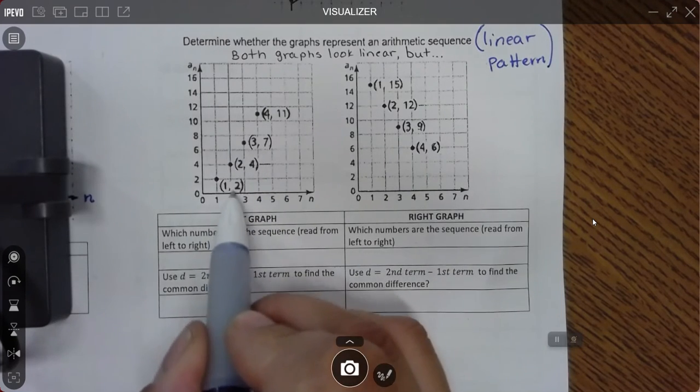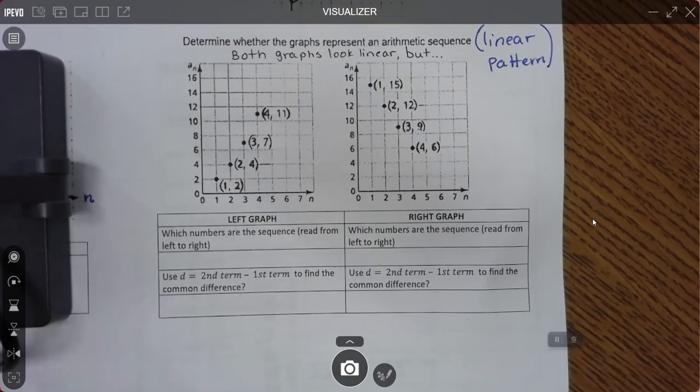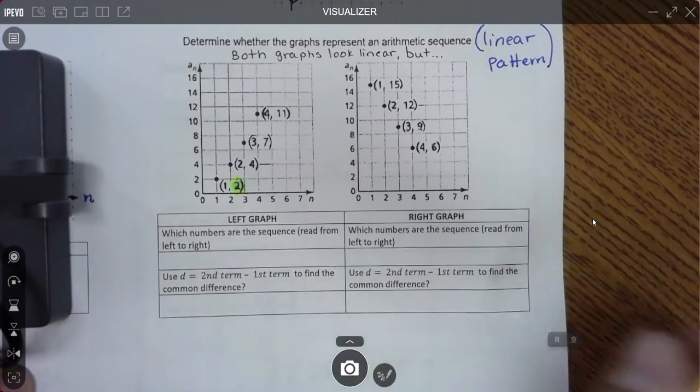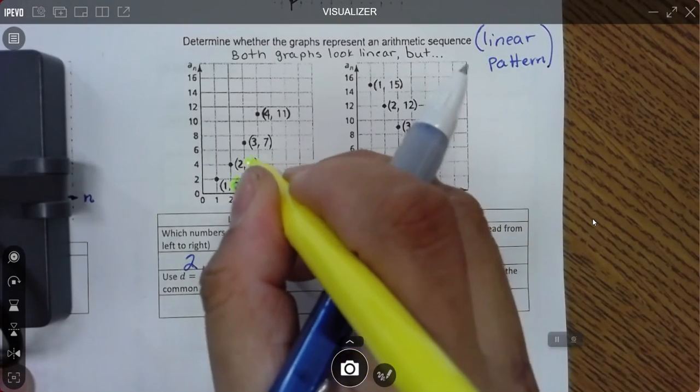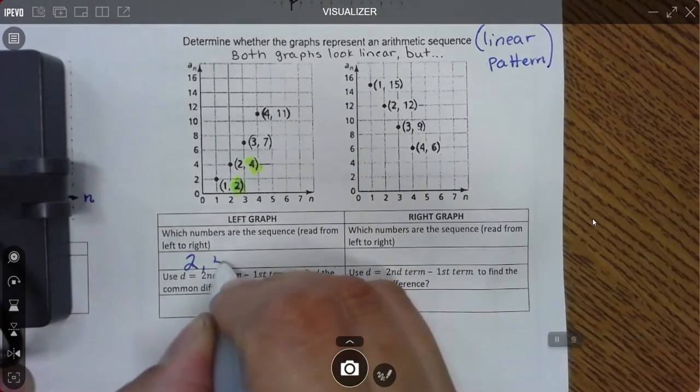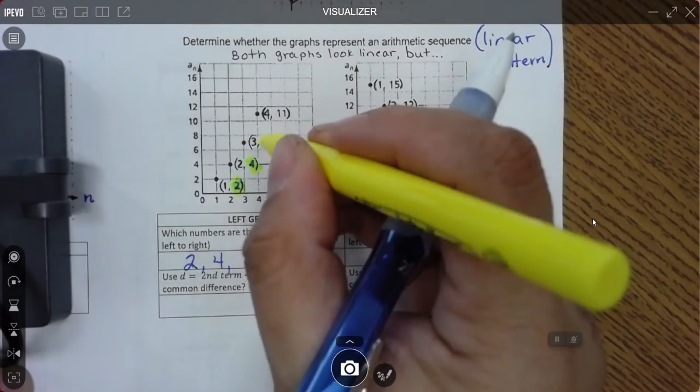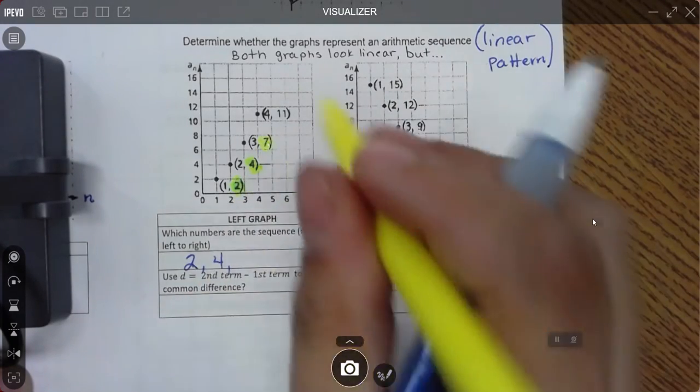What's the first term? The first term is 2. So the first number in the sequence is 2. The second number in the sequence is 4. Third term is 7. And the fourth one is 11.